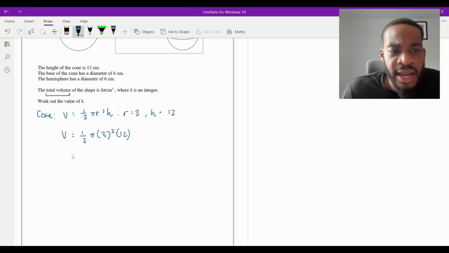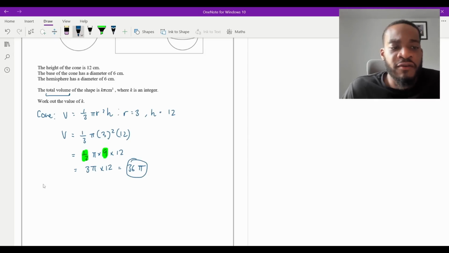Okay. Now, no calculator. What can we do here? Well, that is 1/3 pi times 9 times 12. What is this equal to? Well, 1/3 of 9, we can combine these. We can do this many ways. 1/3 of 9 is just 3. So that's going to be 3 pi. And then we times that by 12. That's 36 pi, isn't it? So therefore, the volume of the cone is 36 pi.